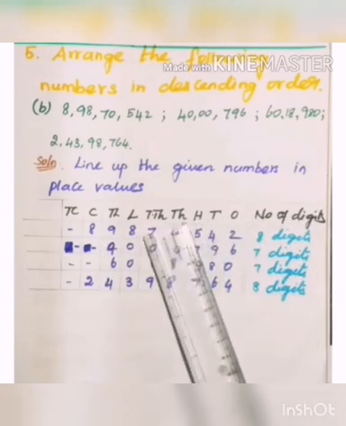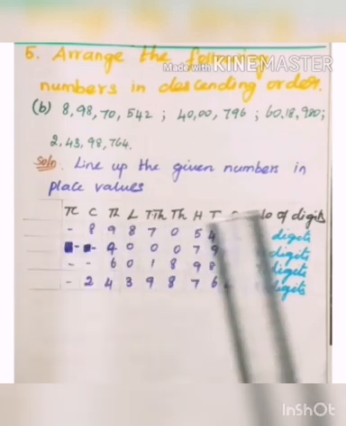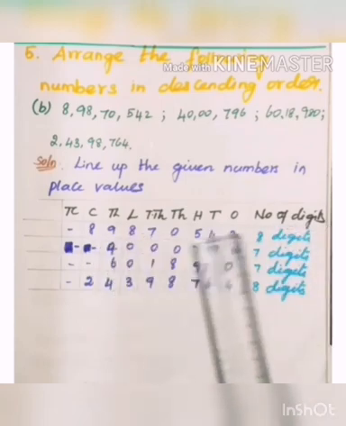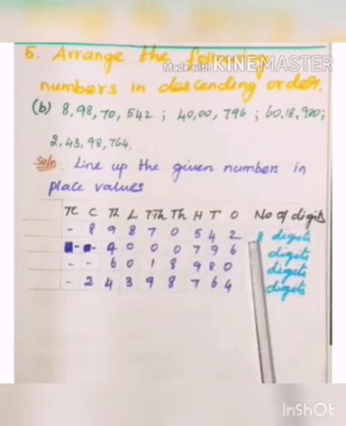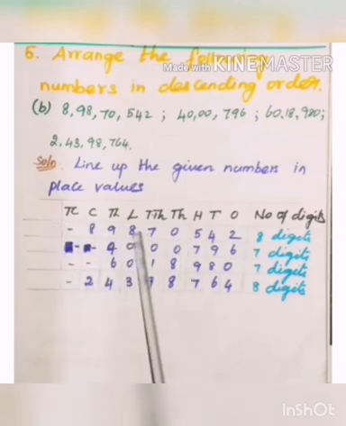Ones, tens, hundreds, thousands, 10,000, lakh, 10 lakh, crore, 10 crore. You have to arrange the numbers and number of digits. You have to arrange and line up the numbers from the ones place alone, not from the 10 crore place.